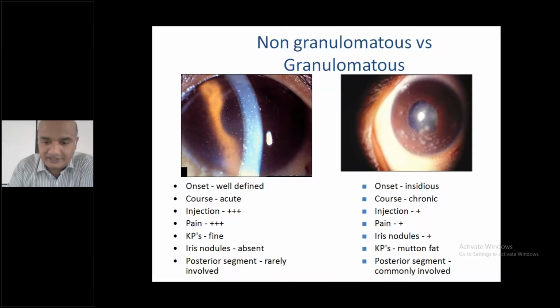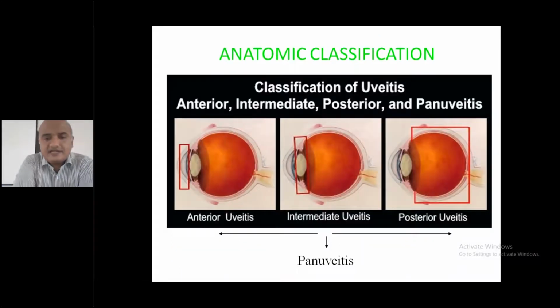These are all conditions which cause chronic granulomatous uveitis. Based on the anatomical classification, which segment is involved in the eye, whether the anterior part, the intermediate part, or the posterior part is involved, you decide the type of uveitis. These pictures are self-explanatory. If all the segments of the uveal tissue are involved, then it is called panuveitis.